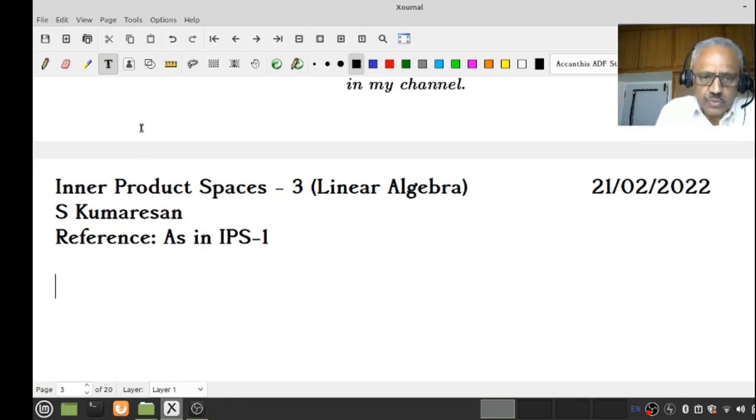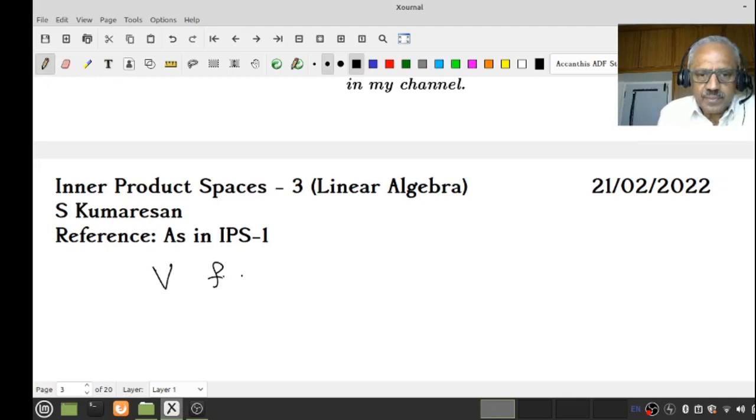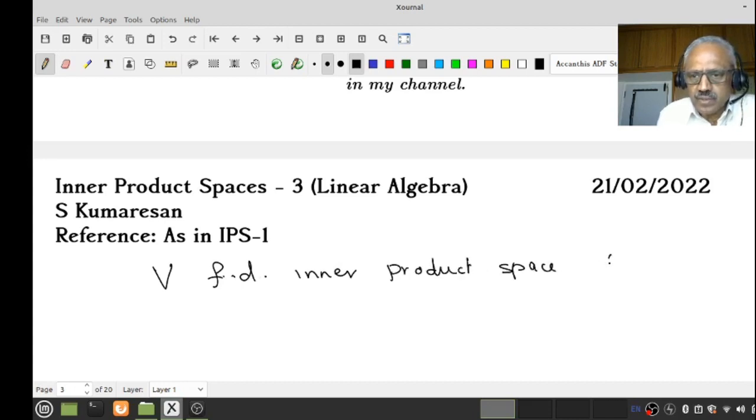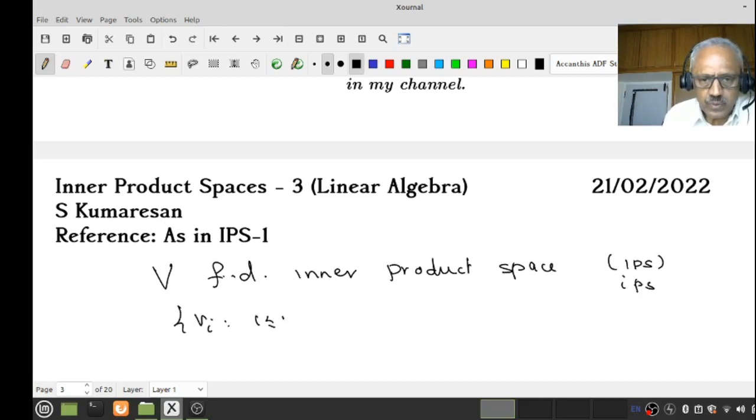Suppose V is a finite dimensional inner product space, which I will denote by IPS. And let Vi, 1 less than or equal to i less than or equal to n, be a basis.